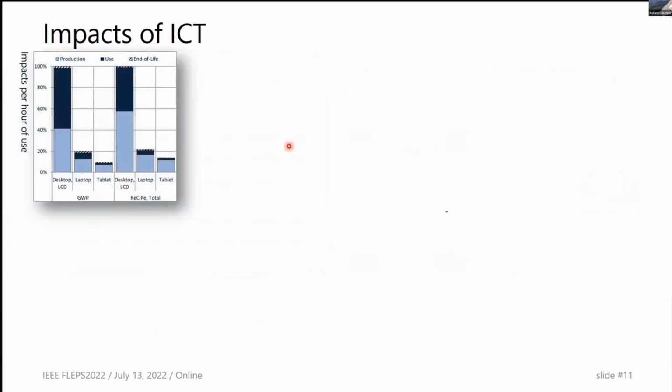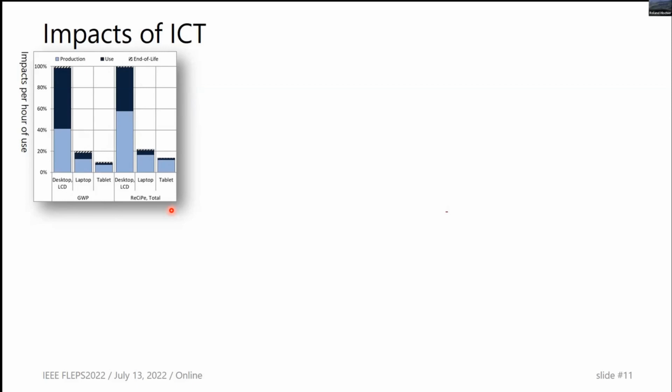So in a first step, I can simply say, okay, I look at a per hour impact that these devices have. And what you see here is the global warming potential, so the carbon footprint in a way. And with ReCiPe, that's one of the methods that we have in LCA that allows us to make a kind of an overall environmental impact assessment, so taking into account all the different environmental issues.